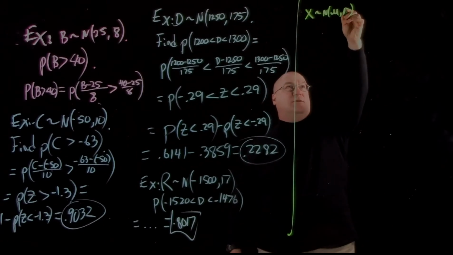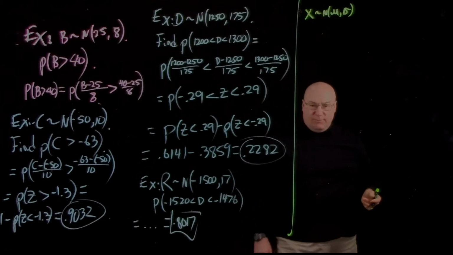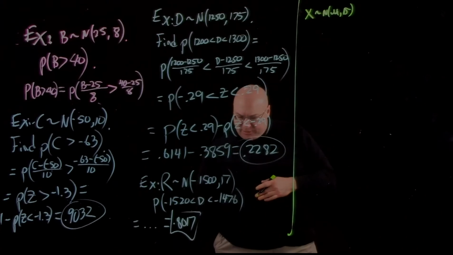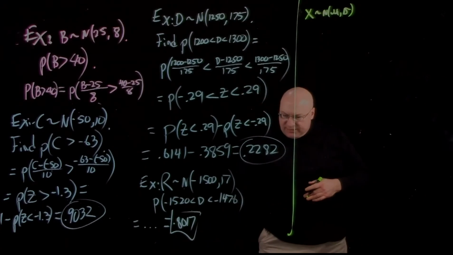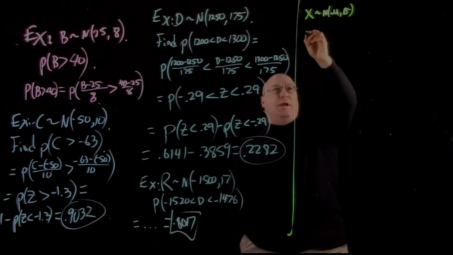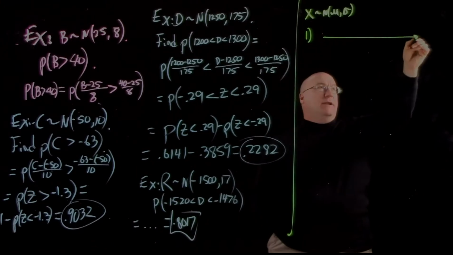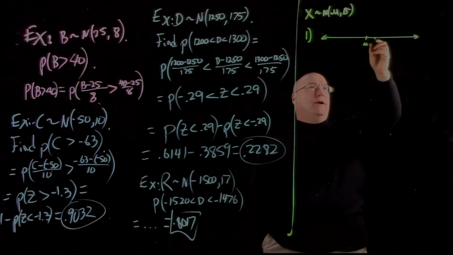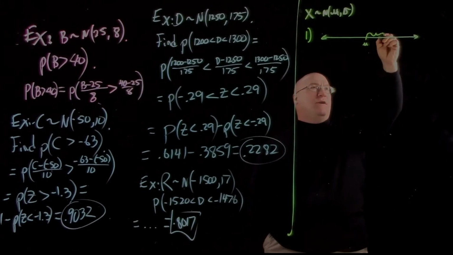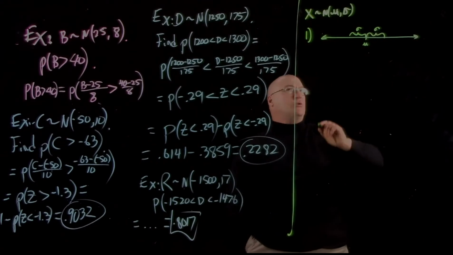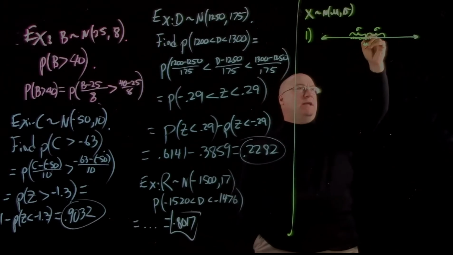I'm not going to say what mu and sigma are, just generically mean mu and standard deviation sigma. I say find the probability that a randomly chosen X value will lie within one standard deviation of the mean. So this is number one. Here's my number line, and here's the mean somewhere. What I want to find is the probability that this random variable's values lie in this interval.